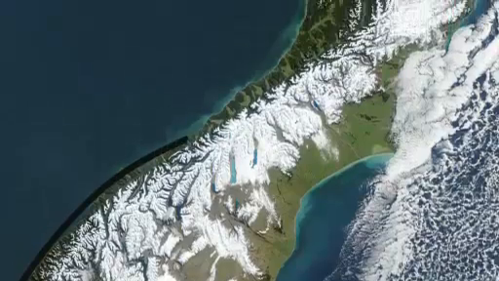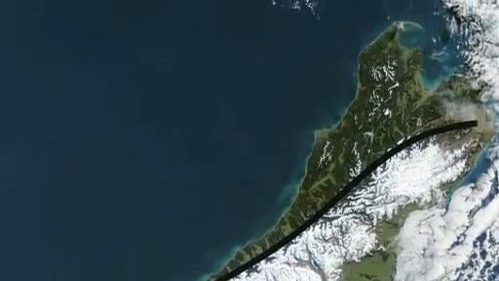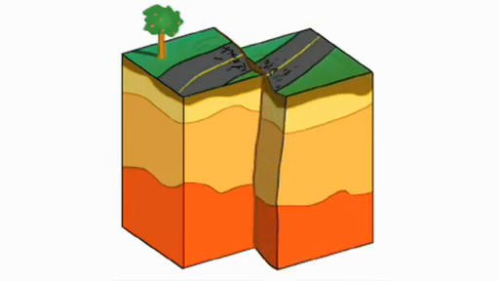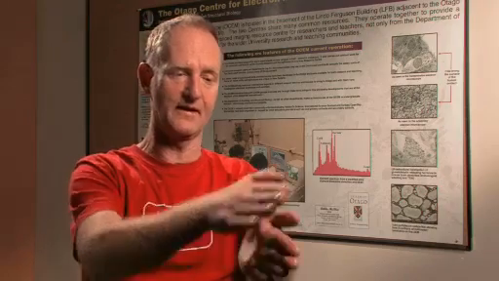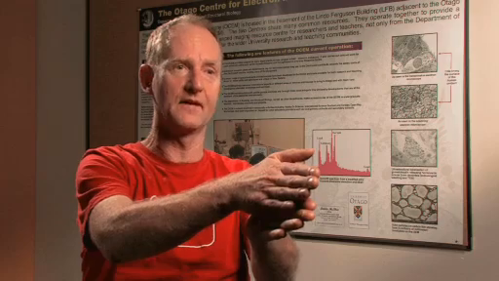The Alpine Fault is particularly special because it's a type of plate boundary where one side is sliding past the other. It's what we call a strike-slip fault. But there's also a component of movement in the other sense. If this is the Earth's surface, one side is moving up. Okay, so the combined movement is like this.